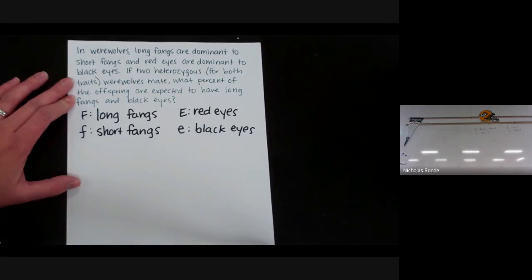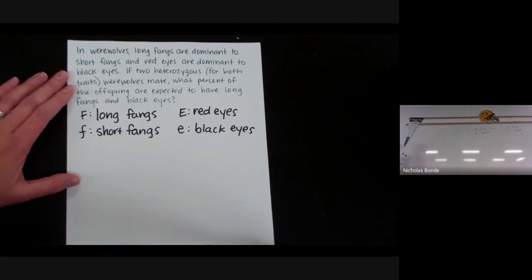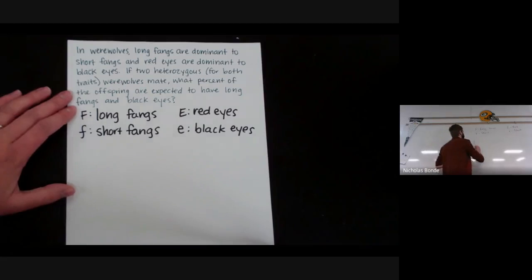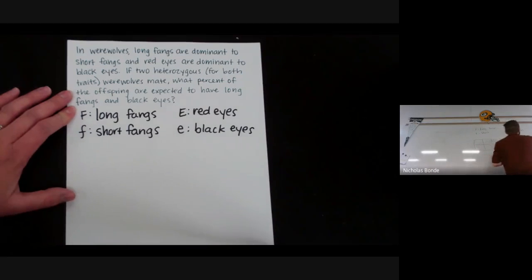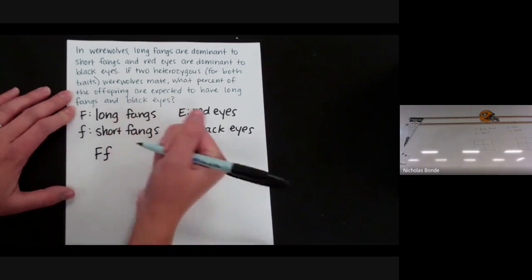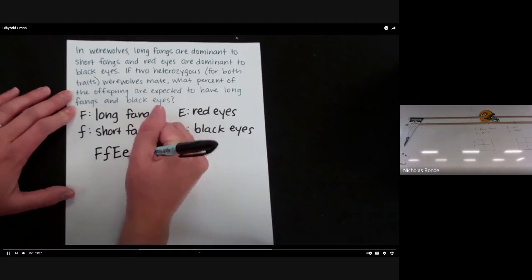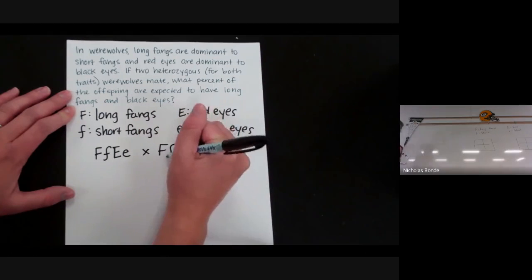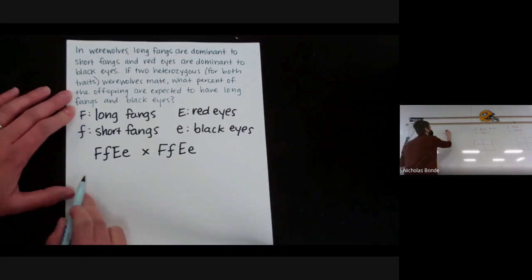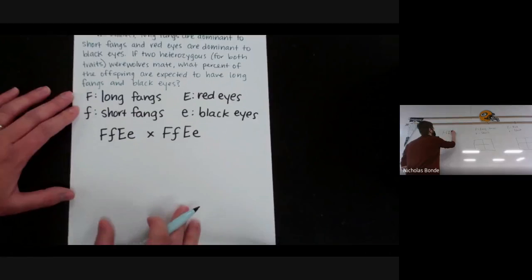There's several different ways to do dihybrid crosses. I think the easiest way is to actually use 2 Punnett squares. So you guys are familiar with doing 1 Punnett square at a time, but here we're going to use 2. So the problem says if 2 heterozygous werewolves mate, what percent of the offspring are expected to have long fangs and black eyes? So it says they're heterozygous for both traits. So that means both parents have this genotype. So what we're going to want to do is do a Punnett square for the F's and then do a Punnett square for the E's.